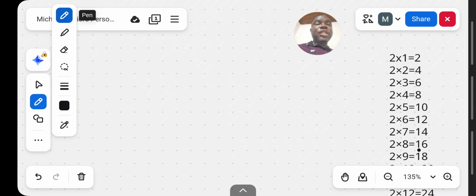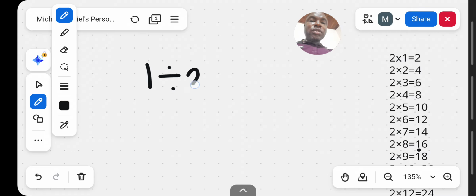Okay, so we'll be dealing with division, simple divisions, but with remainders. Let's start with the question 1 divided by 2. Now, 1 divided by 2 is what? You can't get a whole number, right? But we want to put our answers in whole numbers. We want our answers to be in whole numbers with remainders.